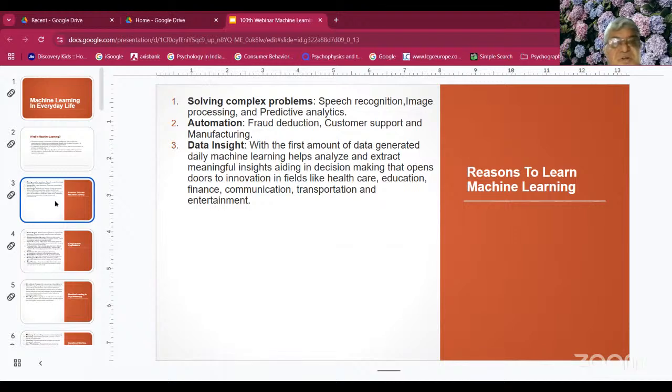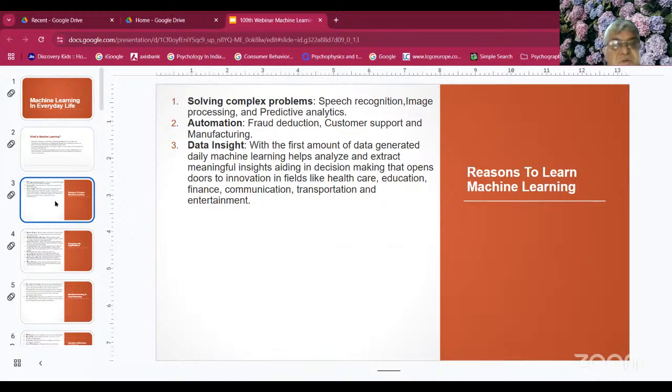Second one, automation, fraud detection, customer support, and manufacturing. So now credit card related fraud is there, hacking related fraud is there, and sometimes WhatsApp related fraud is there. So how can we identify the fraud? That is possible through machine learning. Data insight. With the vast amount of data generated daily, machine learning helps analyze and extract meaningful insights, aiding in decision making that opens doors to innovation in fields like healthcare, education, finance, communication, transportation, and entertainment.